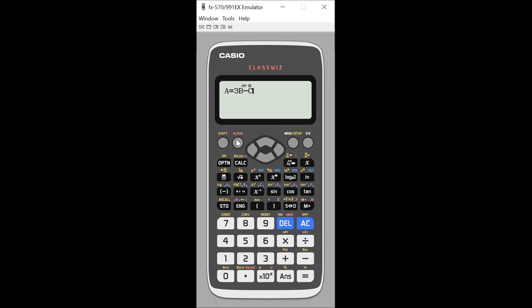Now I want to change B also. I will press alpha, then the integration sign. That is the button just below the menu. So it will give you a colon. Colon means the sequential equation. Now the new value of A will be used in the next equation.